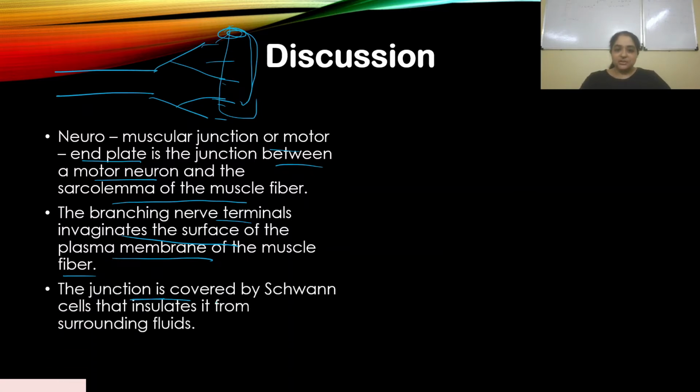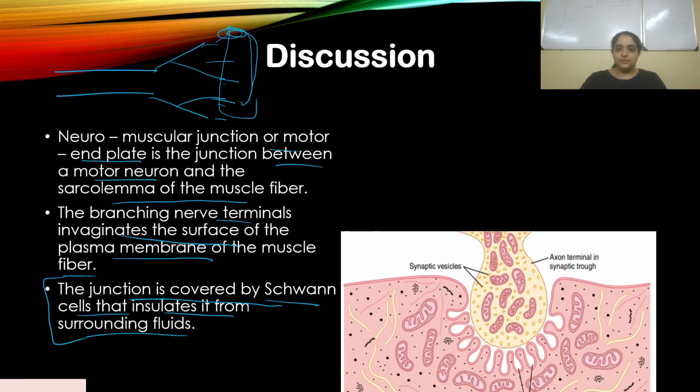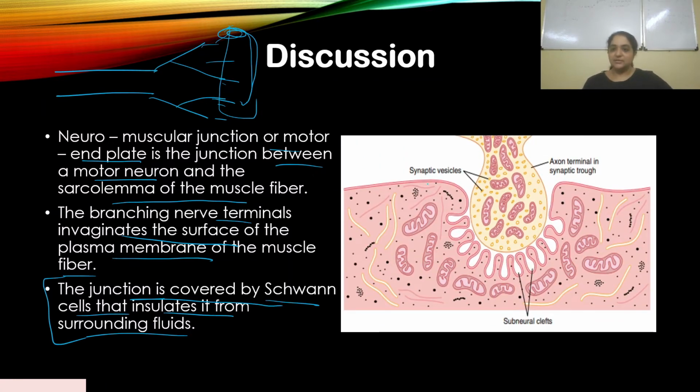Now the junction is covered by Schwann cells that insulate it from surrounding fluids. Extra piece of information for your understanding. Here is a good diagram of the neuromuscular junction. So this is what I mean by invagination here. This is an invagination.